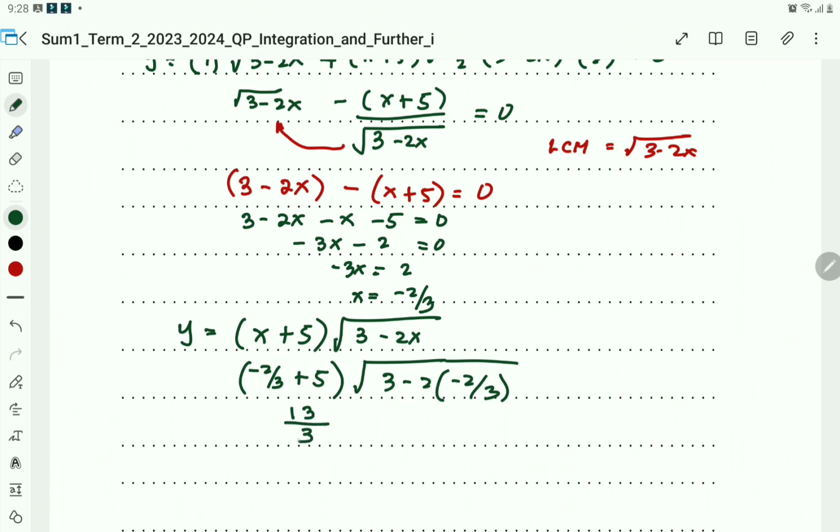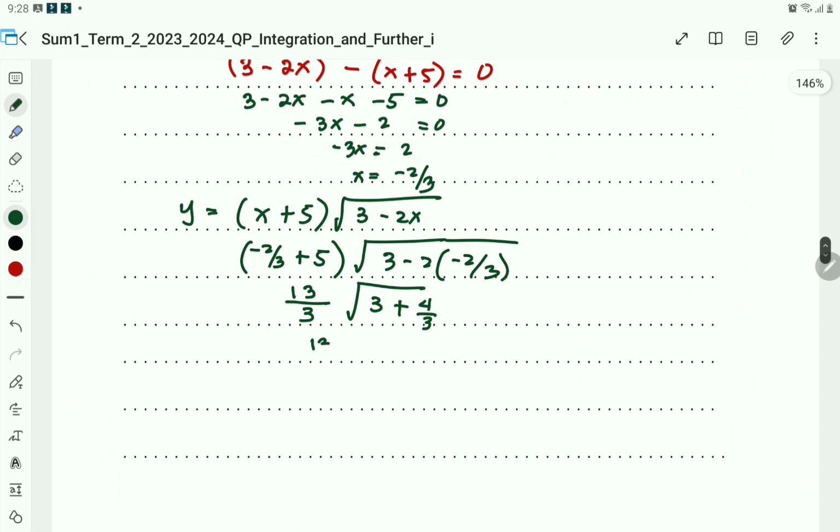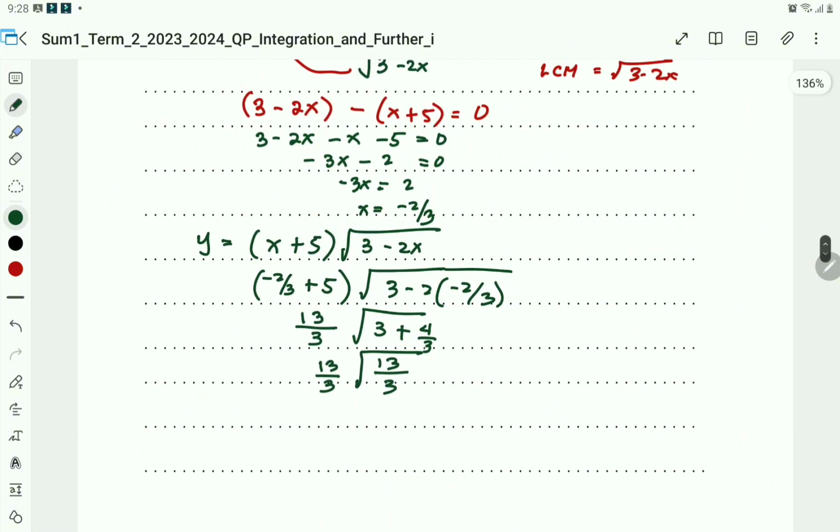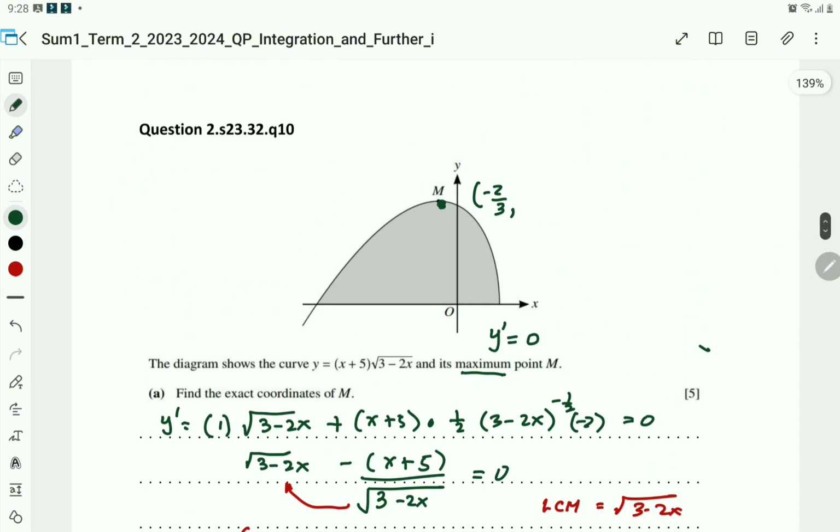Then this is equal to the square root of 3 plus 4 over 3, which gives you 13 over 3 times the square root of 13 over 3. So this is the coordinates of this one: 13 over 3, square root of 13 over 3.